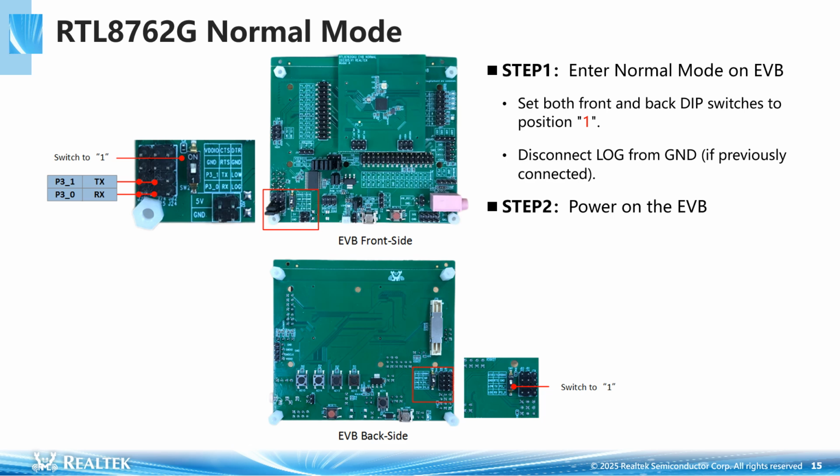For the EVB to operate normally, you need to ensure that both dip switches on the front and back sides are set to the 1 position. This configuration will disconnect the log pin from GND, allowing the EVB to exit download mode and enter normal operation. By setting the switches to 1, the device is prepared to run its application program as intended.